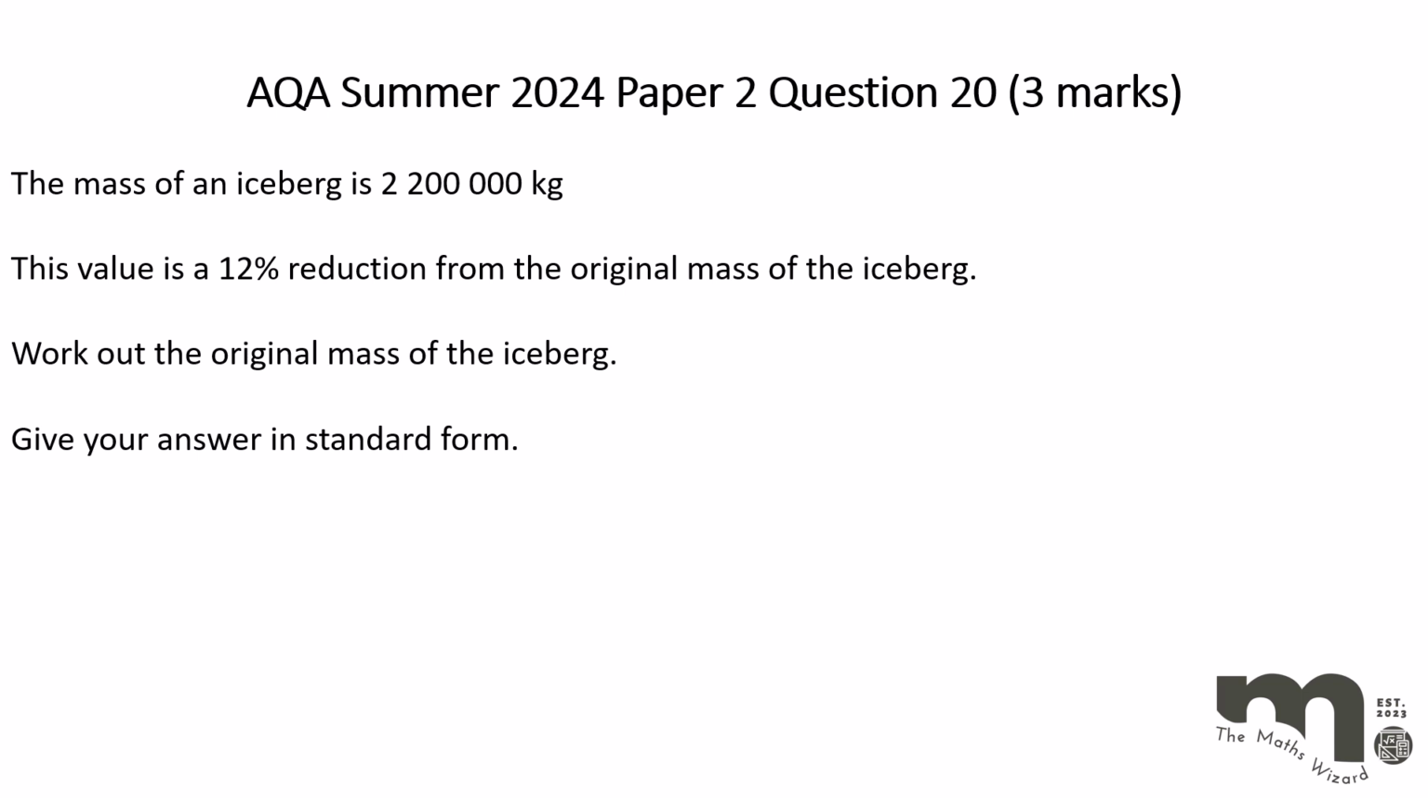And it says the mass of an iceberg is 2,200,000 kilograms. And it's saying this value is a 12% reduction from the original mass. So this is 12% less than what the original mass was. Now we've got to work backwards here and we've got to figure out what this original mass was. Just to make it a bit more fun, we've got to give it in standard form. So pause your video and have a go.